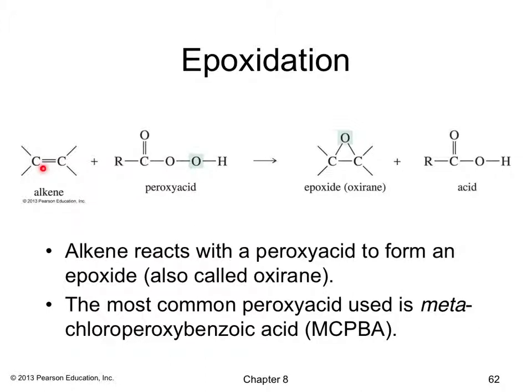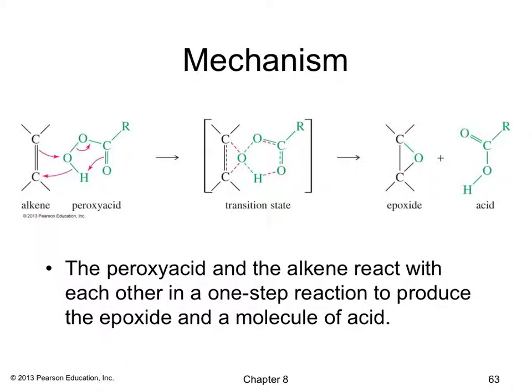So here the alkene reacts with the peroxy acid, forming the epoxide. Most common peroxy acid used is metachloroperoxybenzoic acid, which you should memorize, and the structure you should know as well.